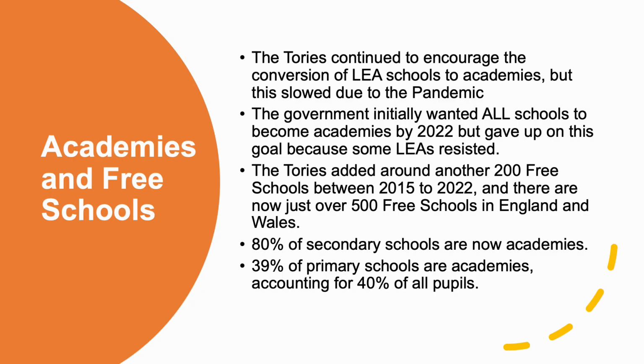This is one of the major policies, the expansion of academies and free schools, and the Tories started off in 2015 with a real push towards academisation, but this stalled with the pandemic, with schools focusing more on safety and how to open successfully. Originally the government wanted all schools to be academies by the time I'm making this presentation, 2022, but there was a lot of opposition in the pandemic, and this means that progress has actually stalled.